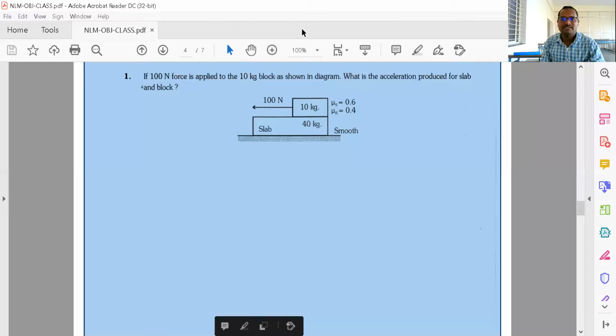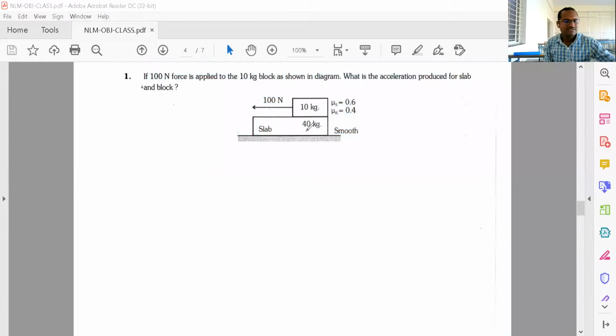Okay, let us find. See students, first this is a smooth surface, which means motion is definitely possible. The slab and 10 kg block will definitely move. Whether they will move together or not, we need to find. So for that, find the common acceleration.